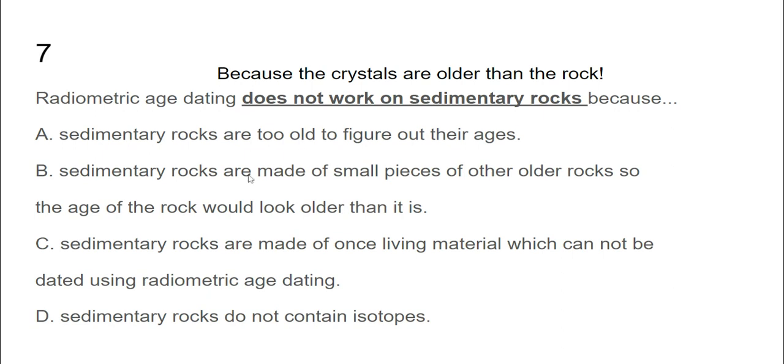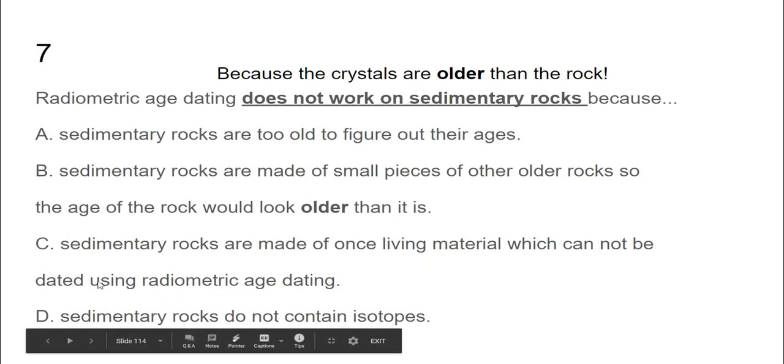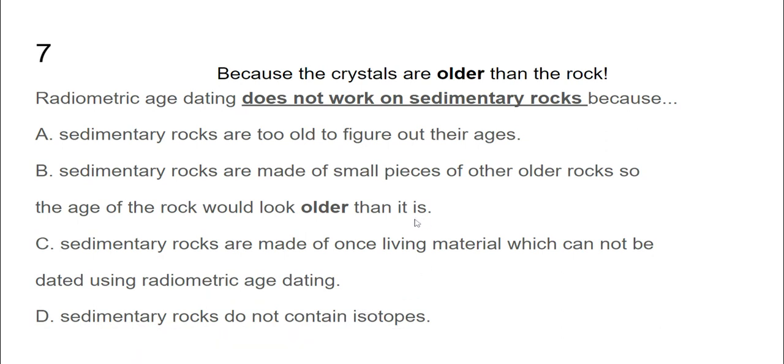That's not it. Sedimentary rocks are made of small pieces of other rocks. Look at that, of crystals that are older. Makes the rock look older. That seems very consistent. Let's just make sure we have once living matter. That's not it. And sedimentary rocks do not contain isotopes. Everything contains isotopes. All an isotope is describing is the atomic mass of an element. So it must be this one. That is the correct answer, and that is the last of the most missed questions.